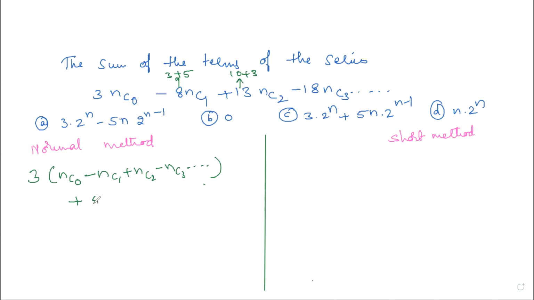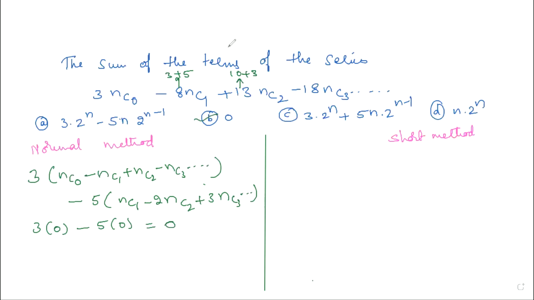And from the remaining, we take 5 common, with nC1, and we should take minus 5 common. Then 2 times nC2 minus 3 times nC3 and so on. Now the value of the first summation is 0 because it is a standard result. Even the second summation is also 0. Finally, the total value of the sum should be 0. The answer should be B.